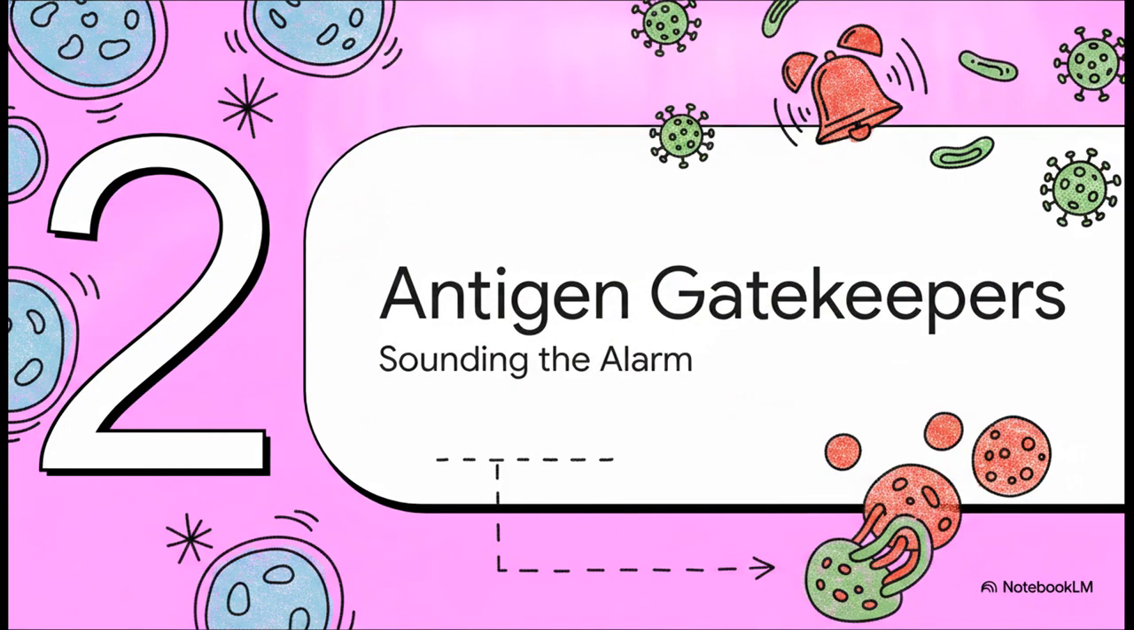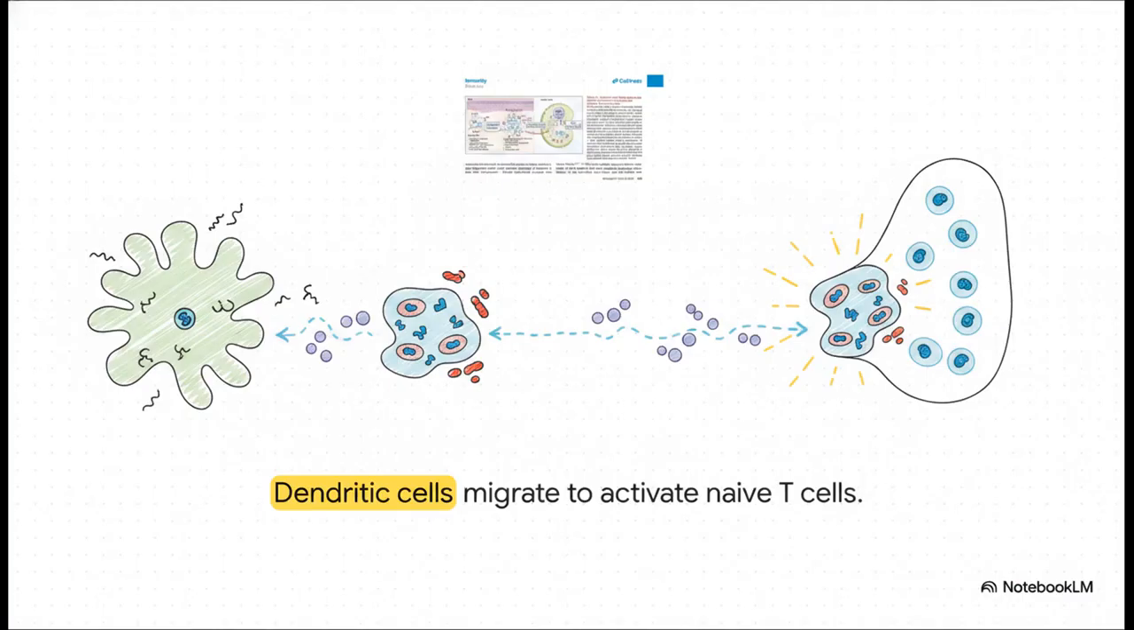But wait, how do these highly specialized lymphocytes know exactly when and where to fight? Well, that brings us to Section 2, antigen-presenting gatekeepers. Take a look at the skin tissue on the far left. Notice that immature dendritic cell? It's acting like a scout, constantly sampling its environment for microbial peptides using what we call pattern recognition receptors, or PRRs. When it detects a threat, that PRR signaling triggers a massive transformation.